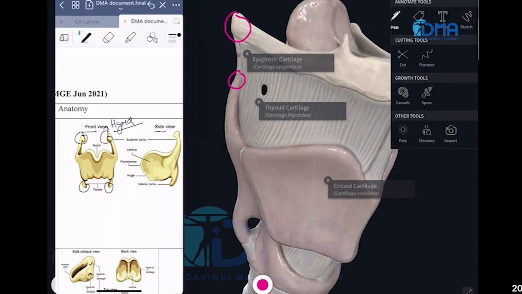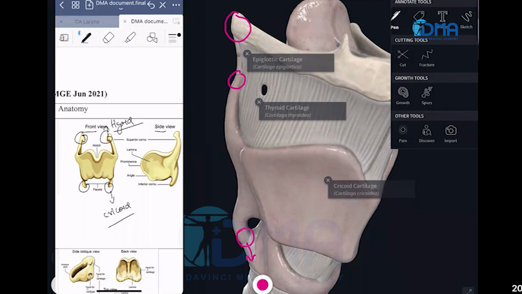Now we look. This inferior cornu is attached to cricoid cartilage. So thyroid cartilage is a cartilage which is in between a hyoid bone and a cricoid cartilage. Superior cornu of the thyroid cartilage is attached with hyoid bone. Inferior cornu is attached with cricoid cartilage.